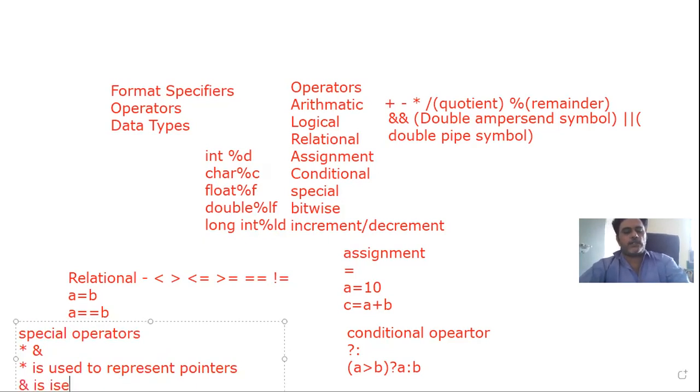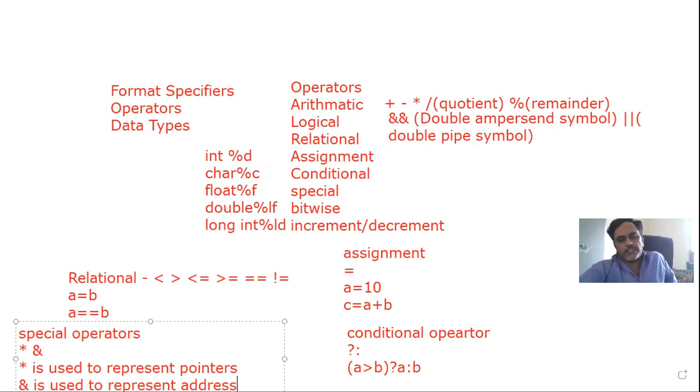And ampersand is used to represent the address. We already saw scanf percentage d comma ampersand a. Ampersand a means address of a. Here the ampersand operator refers to the address. So these are the special operators.